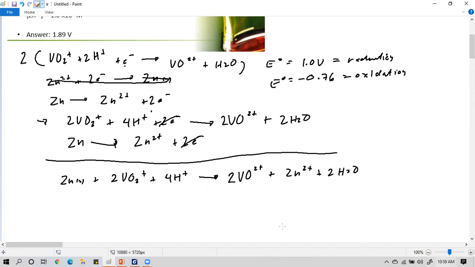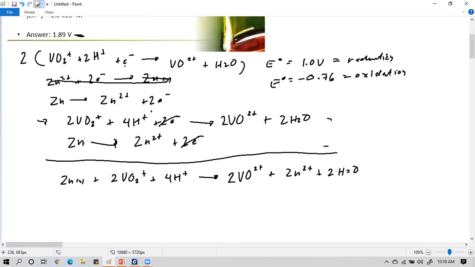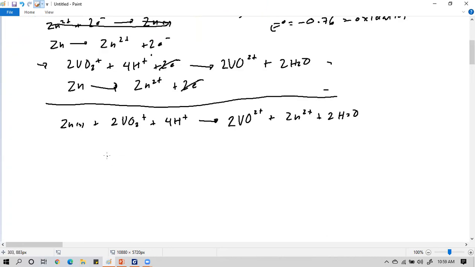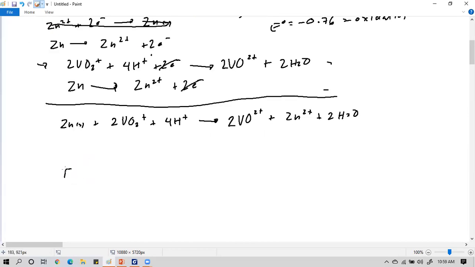So syempre, describe lang natin siya sa half cell reaction natin, oxidation and reduction. Hindi, computein muna natin to. So when you calculate this, you will use the Nernst equation, which has E cell equals E naught cell minus 0.05915 all over n log times the equilibrium constant.